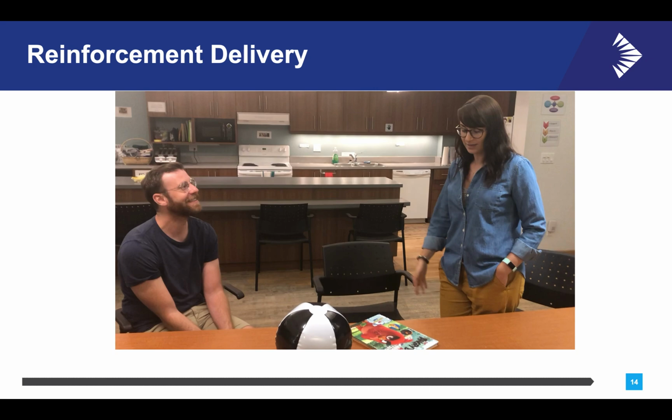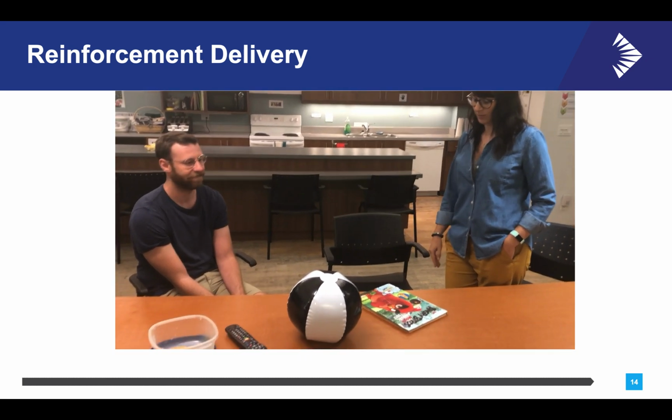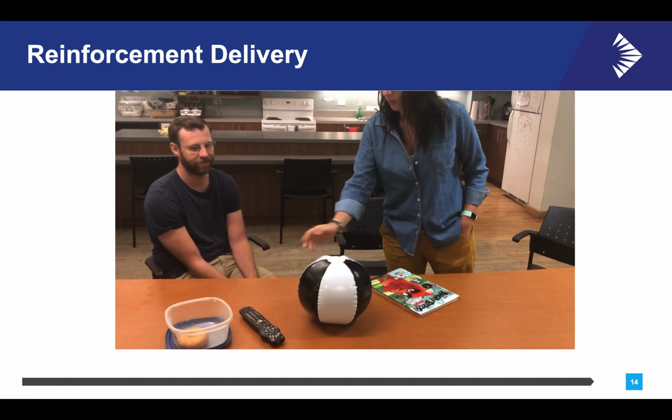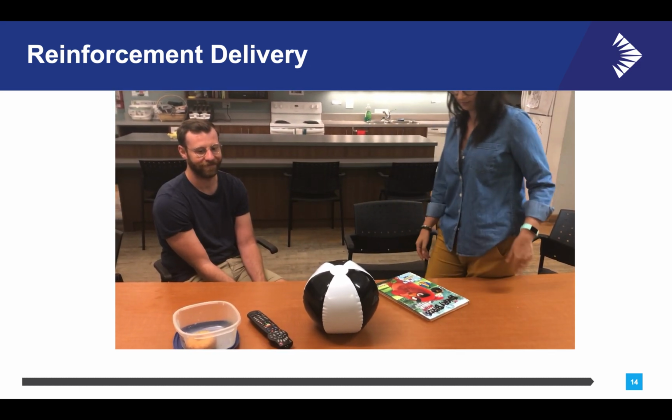Here is an example of asking an individual what they want to work for. What do you want to work for today? We got a book, ball, you can watch TV, or a delicious donut.